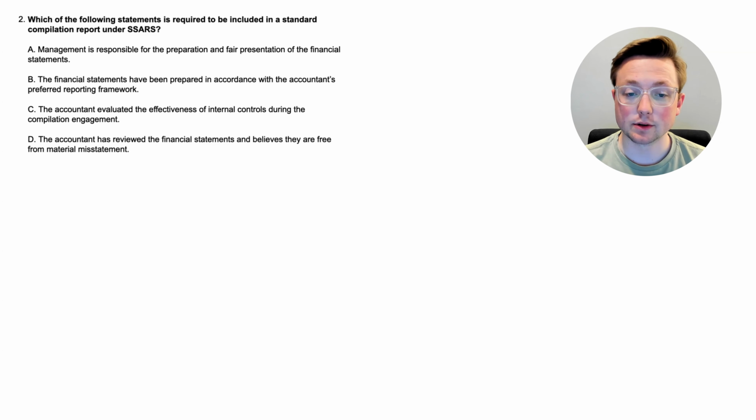Or option D, the accountant has reviewed the financial statements and believes they are free from material misstatement. So again, what is something that is required to be in this standard compilation report? What are they supposed to say? Now, if you know, that's great. If not, though, that's okay. We are going to use the explanation to continue learning.